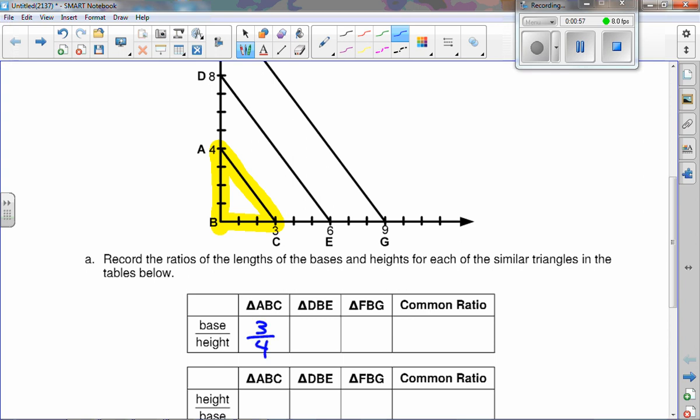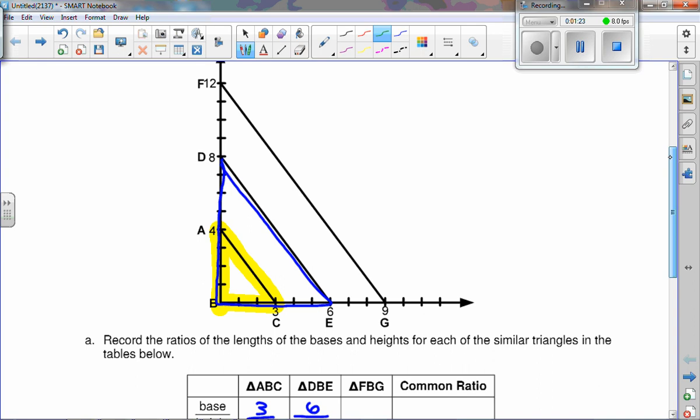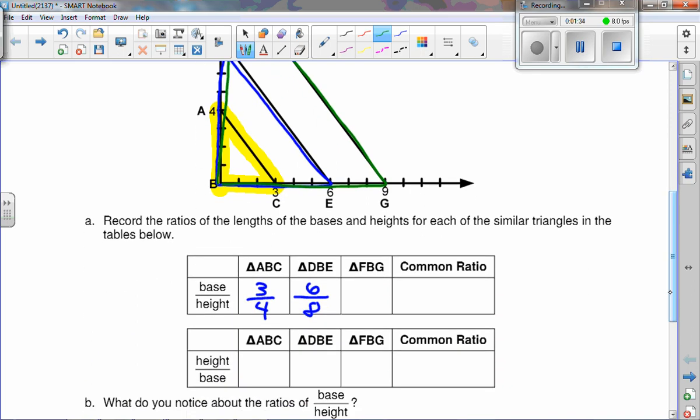Okay, now we're going to look at triangle DBE. What is the measure of the base? Looks like it measures 6. And the height is 8. Okay, now we'll look at the largest triangle. It measures 9 as the base and 12 as the height. You see that triangle in green. Okay, and that was 9/12.